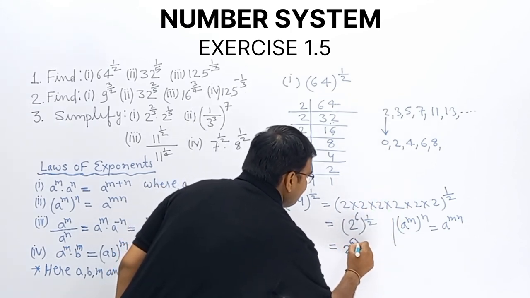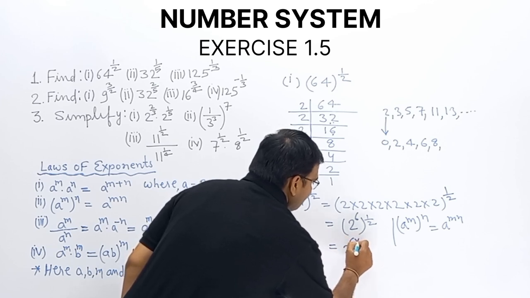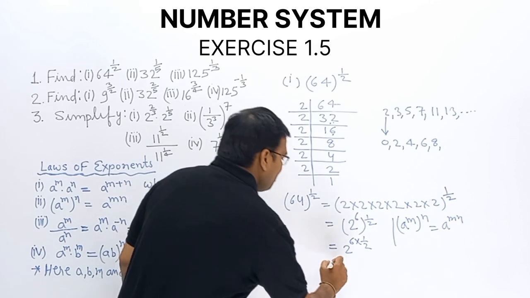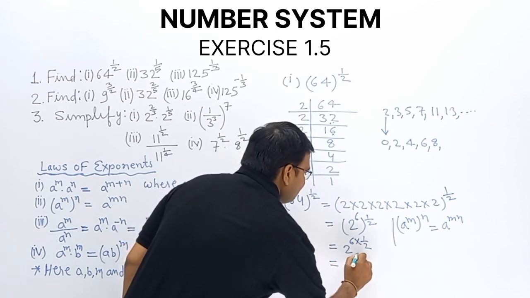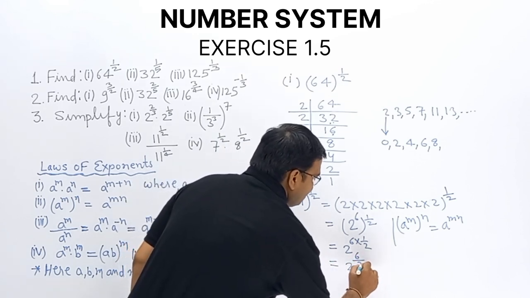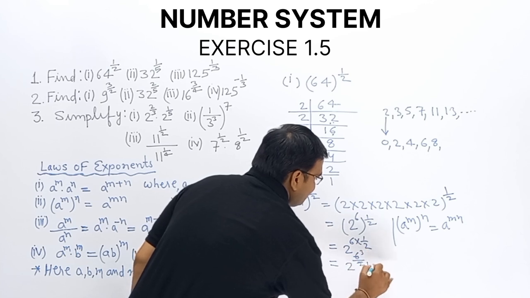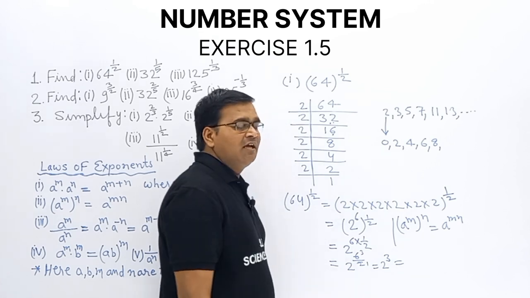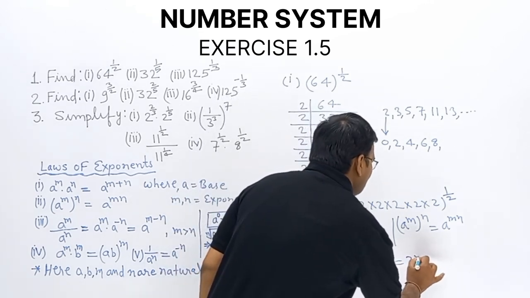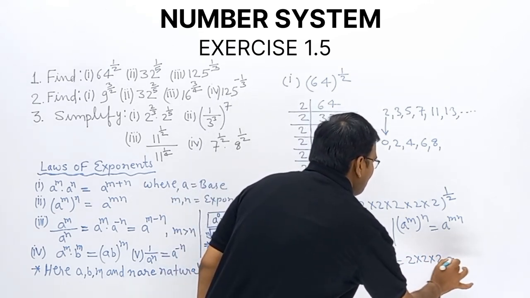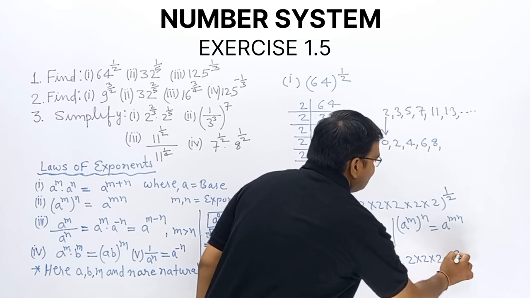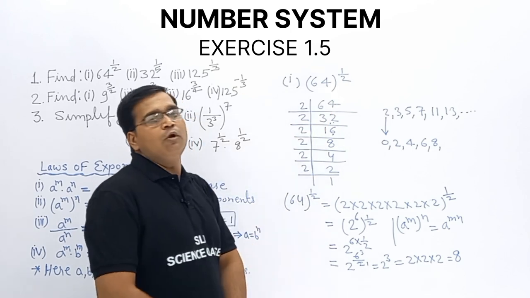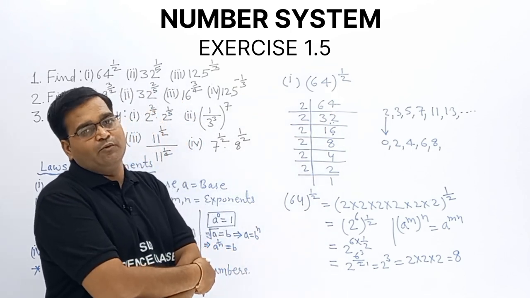2 power 6 into 1 by 2, that is 6 into 1 by 2. Once we solve, what are we getting? 2 power 6 by 2. And this can be cancelled. How many times? 3 times. So we can say 2 power 3, and 2 power 3 can be expressed like this: 2 into 2 into 2, and this is what? 2 twos are 4, 4 twos are 8. So the solution of 64 whole power 1 by 2 is 8.